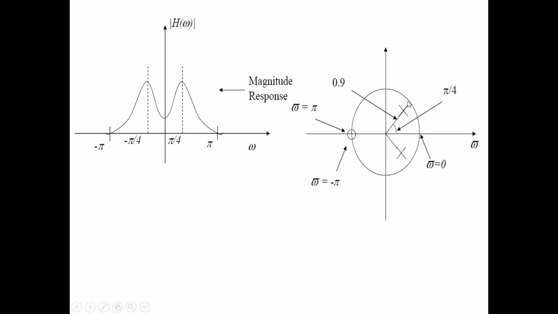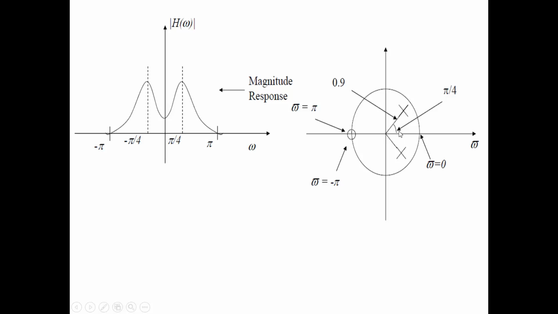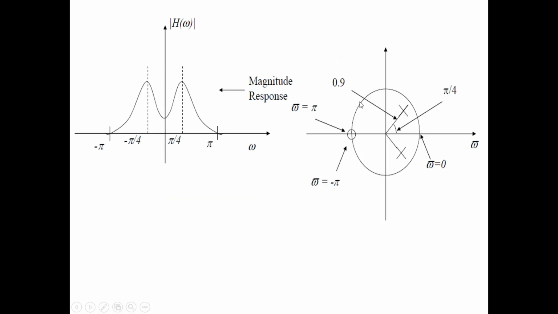So these two poles are there, this is one pole, this is the second pole, and they are placed at an angle of pi by 4, because the frequency omega is given by pi by 4. One pole is located 0.9 distance away from the origin. So the angle is given, and the magnitude is also given, that is, how far the pole is located from the origin. So this pole is here, the other pole is here.